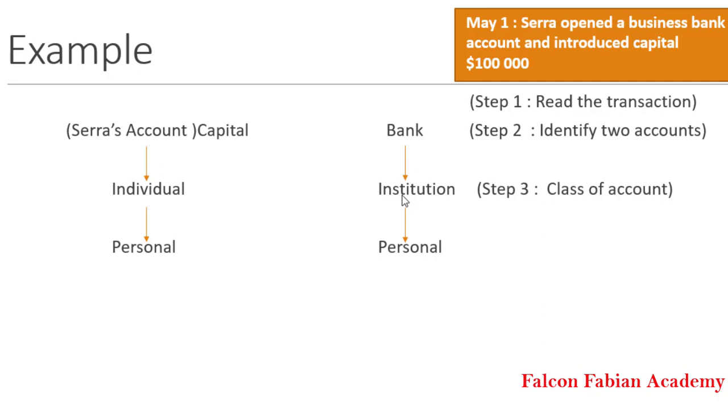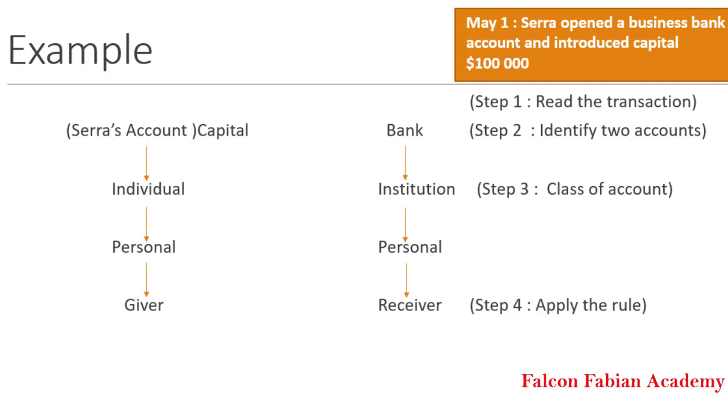Now let's move ahead. So we have read the transaction, identified the two accounts. What are the two accounts? Capital account and bank account. Then this is an account of an individual and this is account of an institution. Therefore, this is personal account and even the second one is personal account. Now we will see the rule that is to be applied. Now the rule says debit the receiver and credit the giver.